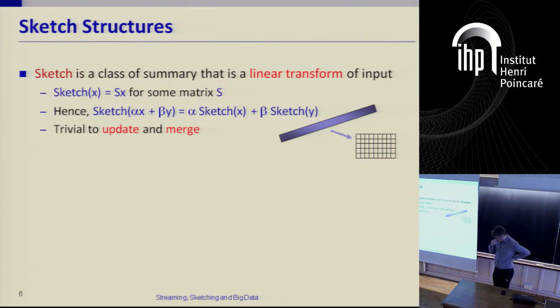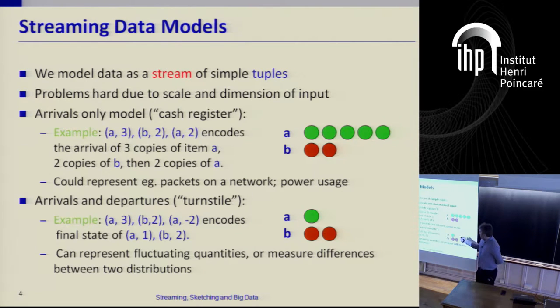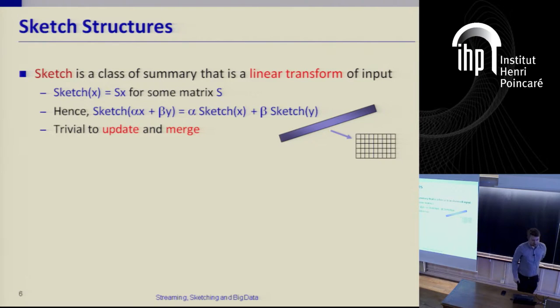Okay, so I talked about a sketch as being something we want to use to model this input. When I say sketch, what I mean is something like a model as a linear transformation of the input. For most of the examples I'll look at, I can think of this input as a stream essentially defining a very high dimensional vector with some frequency information, indexed by the different items. So I want to think about summaries that I can represent as a linear transformation of that input. In other words, there's some matrix S, and I can think of my input as a vector X, so that my representation, my summary, is that linear transformation S multiplied by X.